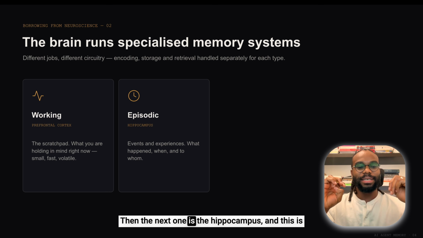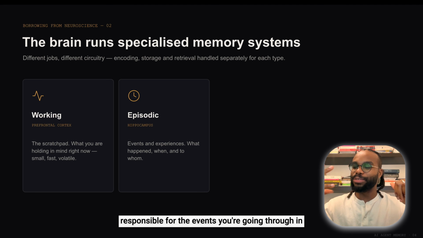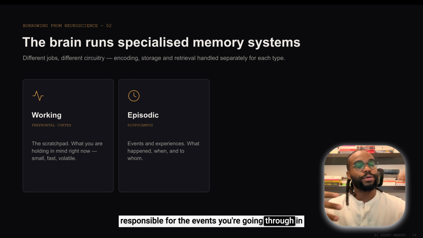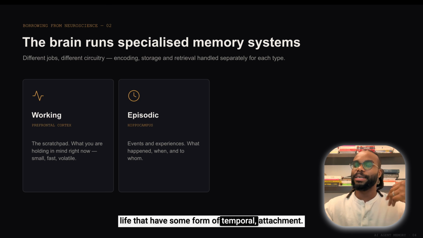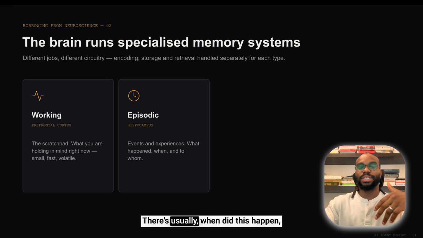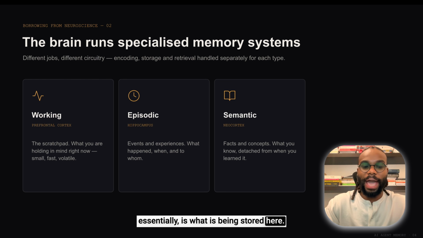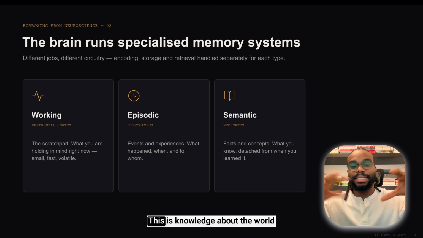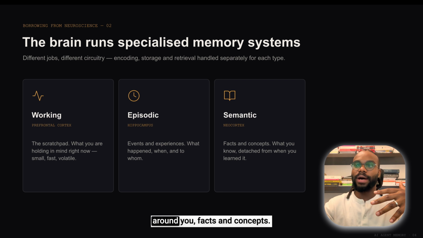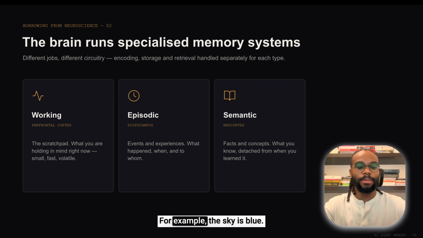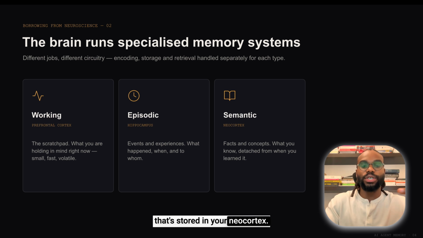Then the next one is the hippocampus. This is responsible for the events you're going through in life that have some form of temporal attachment. There's usually a when did this happen, essentially, that is being stored here. And then you have semantic memory. This is knowledge about the world around you, facts and concepts. For example, the sky is blue. That's semantic knowledge, and that's stored in your neocortex.